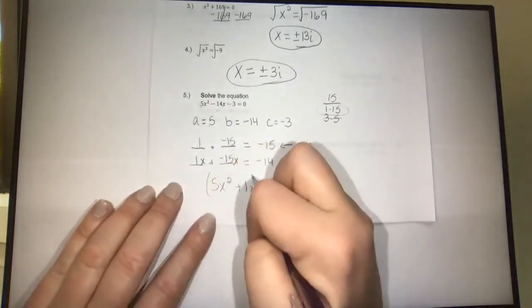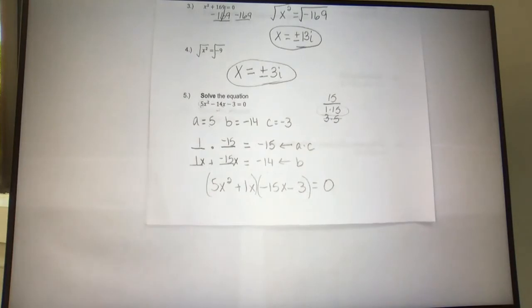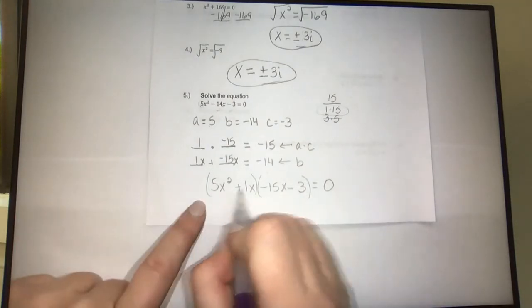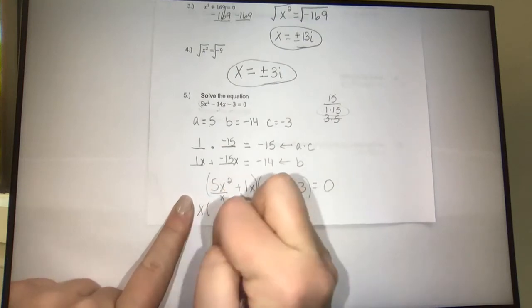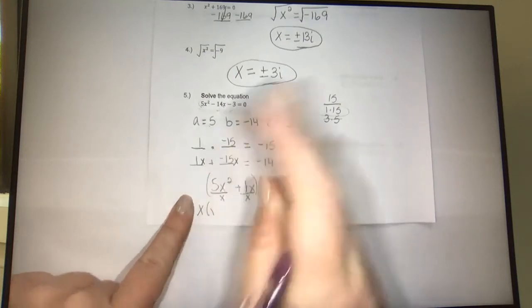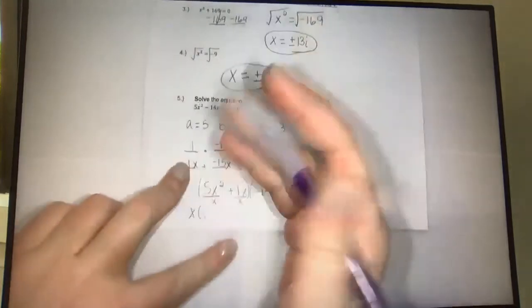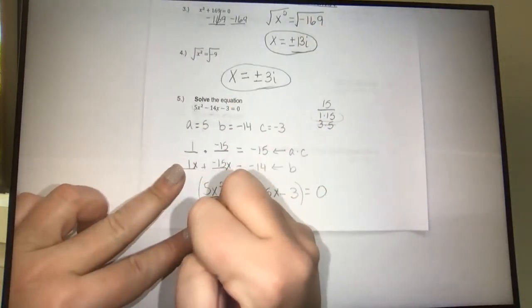Then I'm going to group. Okay. So in this first little packet, I notice I have a GCF of X. So I'm going to divide both terms by X. I get 5X plus 1.